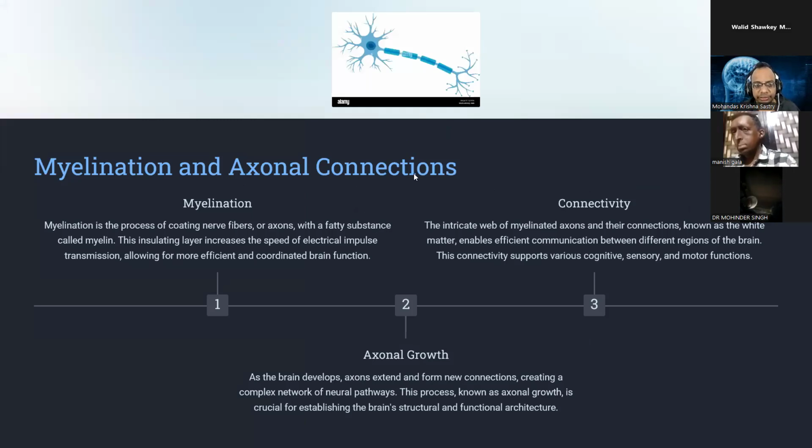Myelination and axonal connection. So now you can understand this. Myelination is the process of coating the nerve fibers or axons with a fatty substance called myelin. This insulated layer increases the speed of electrical impulses. Transmissions allow for more efficient and coordinated brain function. Now, this is what we have to understand when we do the NCV, nerve conduction velocity test. The nerve has a myelin sheath. So this myelin sheath is responsible for the communication between the brain and the muscles. So we call it the nerve conduction velocity test. So this velocity of the nerve.